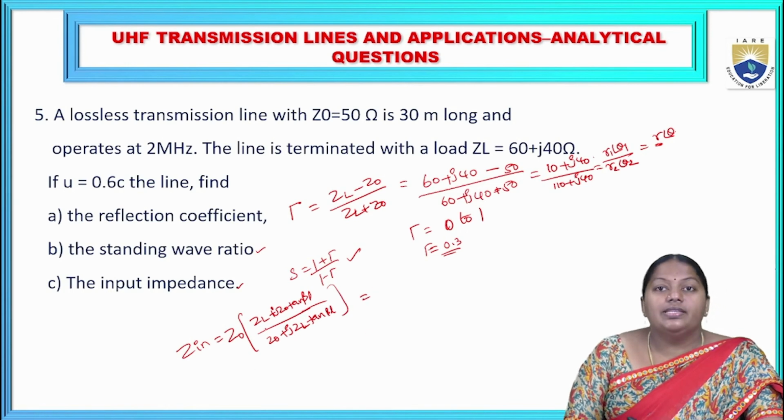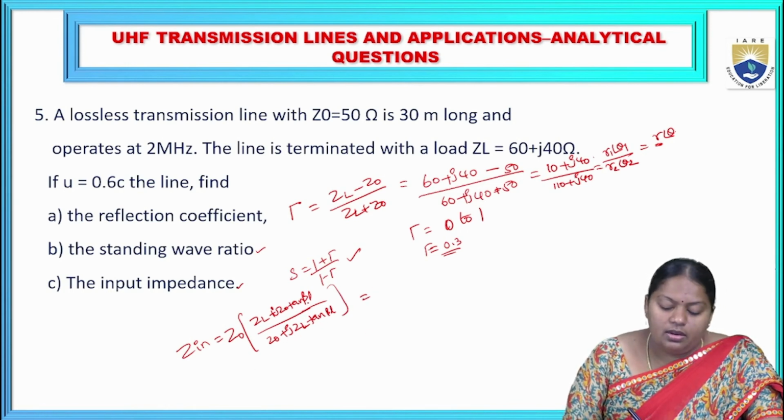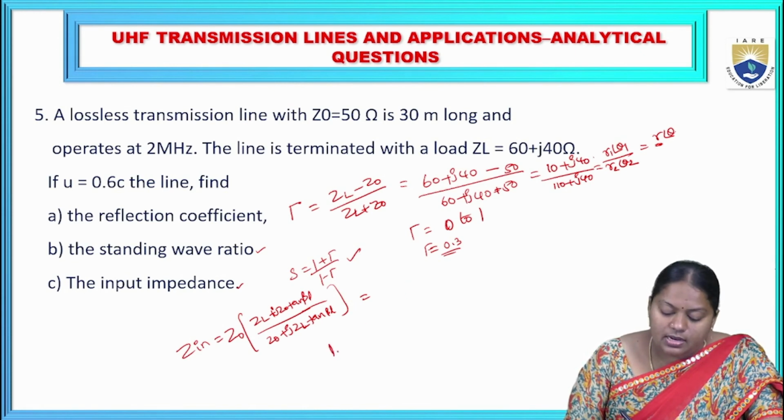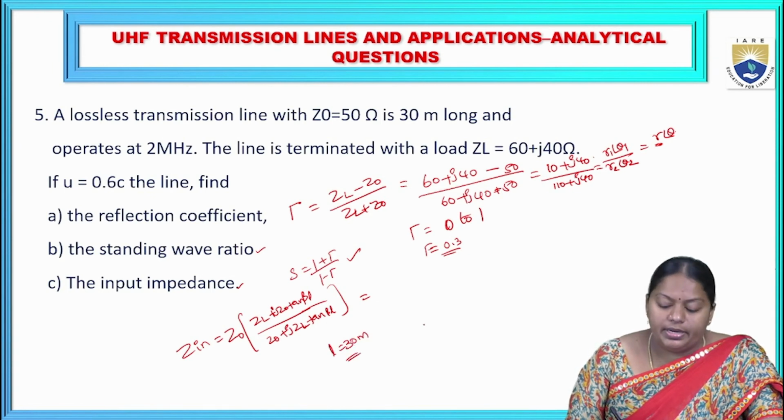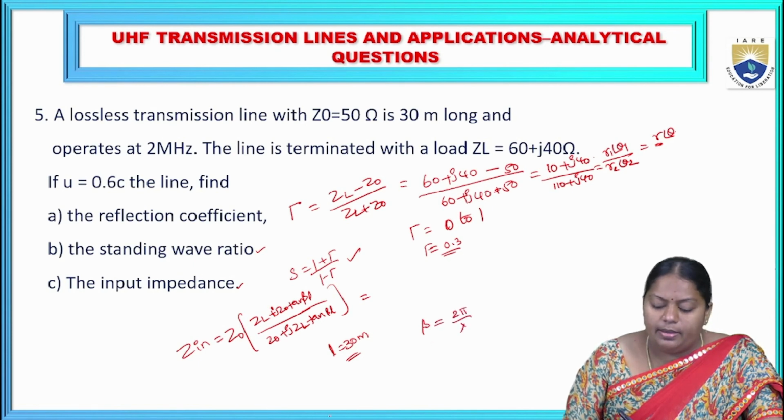Now in order to simplify, Z0, ZL, everything is there. Now we need to find the beta L value. The L value is given as 30 meters long, and beta needs to be evaluated. Generally, beta is equal to 2 pi by lambda.